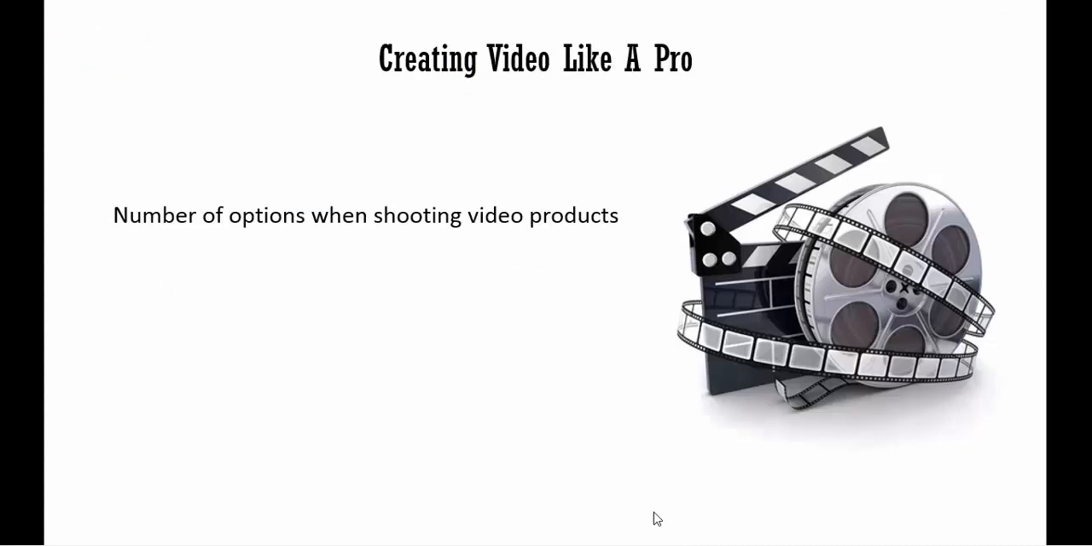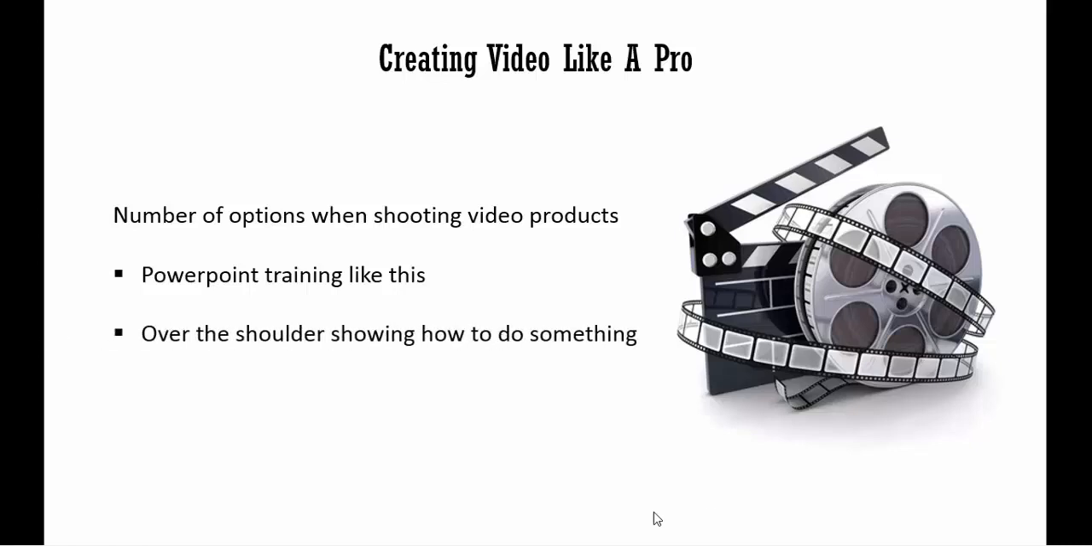Okay, so the next product type we're going to look at is creating video. There are a number of options when shooting video products. We've got PowerPoint training, exactly like what we're doing here now. Also over the shoulder training, showing how to do something. That's a mix of what we're doing now as I go over to MindMeister to build a mind map, or go into Word to show you how to save it as a PDF. You're watching me on my screen as I perform an action. And there's also you yourself in front of the camera.